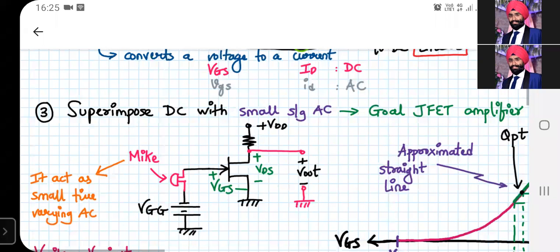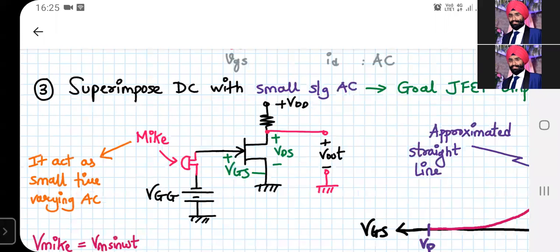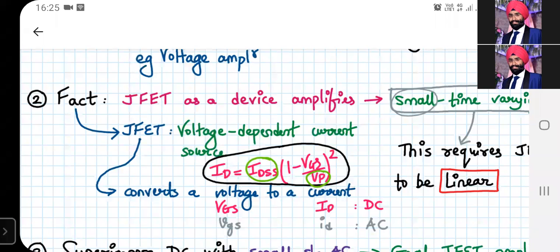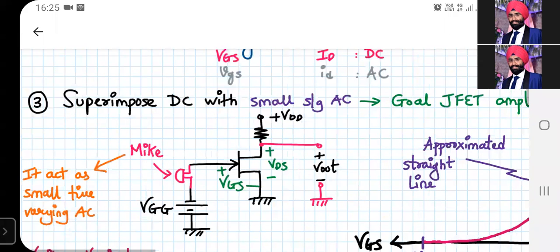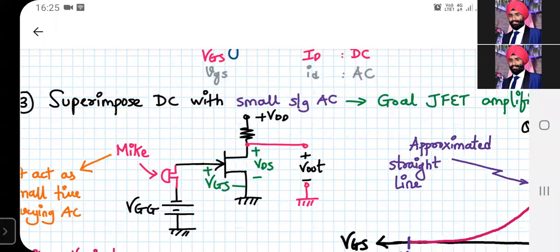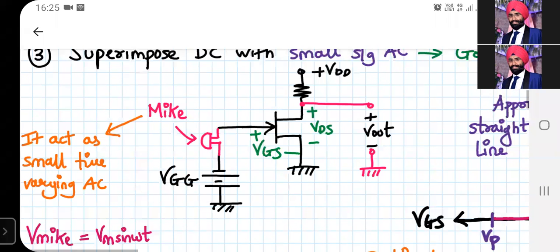Next, the third thing we will do is superimpose DC with a small signal AC. Remember, a JFET as a device amplifies a small time varying signal, so we have to define how small the AC signal should be. That is the goal of your JFET amplifier. For a JFET amplifier to work, you should superimpose your DC with a small signal AC. Now, don't worry about this external supply. This is a weird looking circuit, but do not worry about it. We have already studied the biasing circuits.